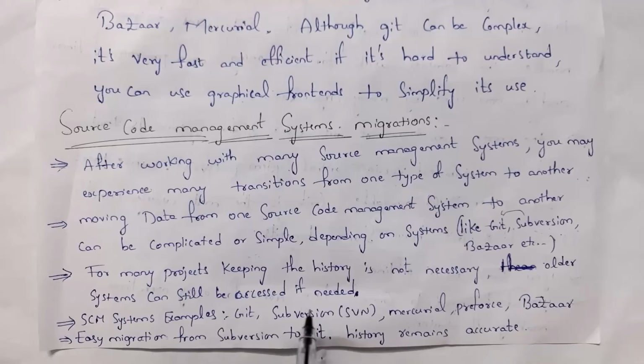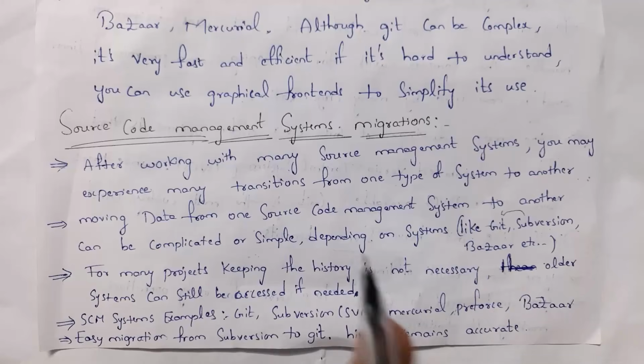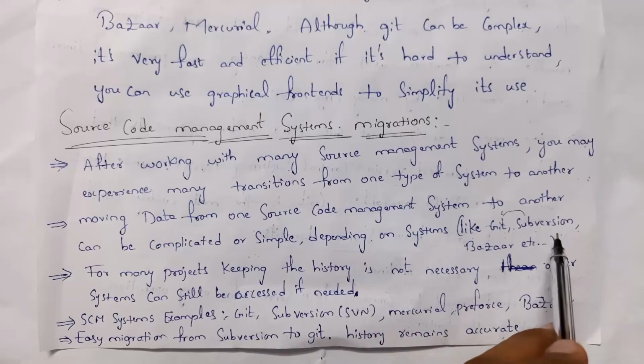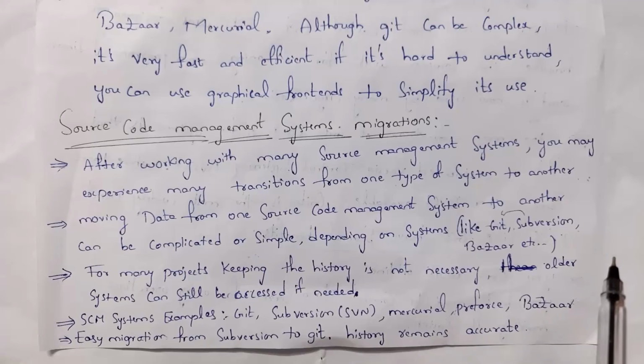Guys, Git, Subversion, Mercurial, Perforce and Bazaar. All these tools are examples of source code management systems. And as I already said before, moving data from Subversion to Git is very easy and there is no loss of data. The data will still be accurate.